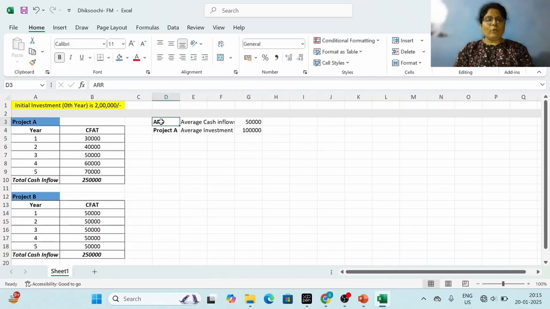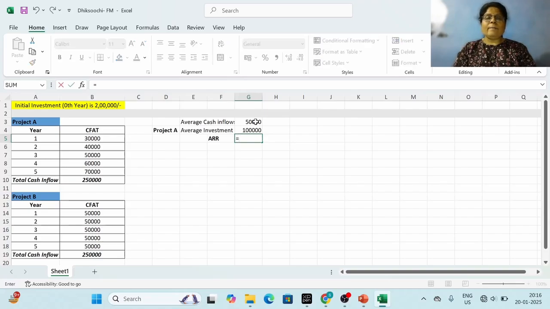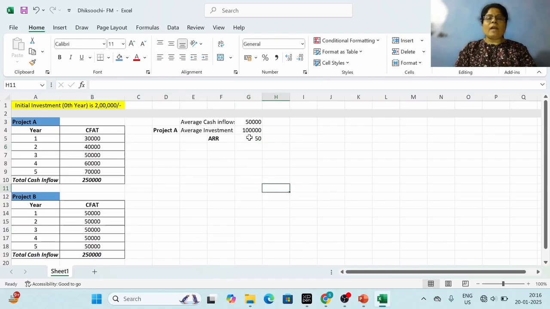Now I'm going to calculate this ARR for project A, that is the average cash inflow, right? The average cash inflow divided by the average investment into, so let me put this in the bracket so that the 100 can be multiplied directly with it. Okay. So our average rate of return is 50. This is for project A.